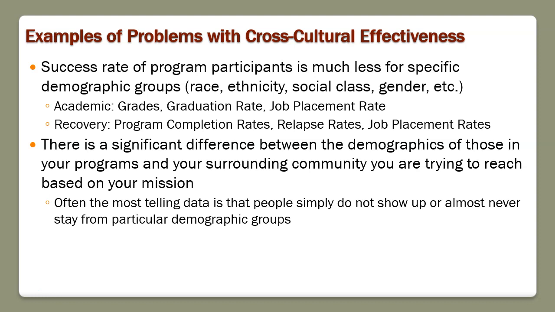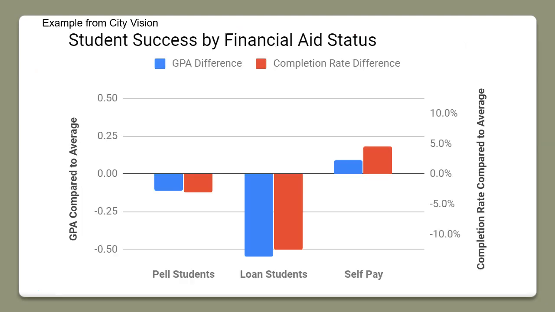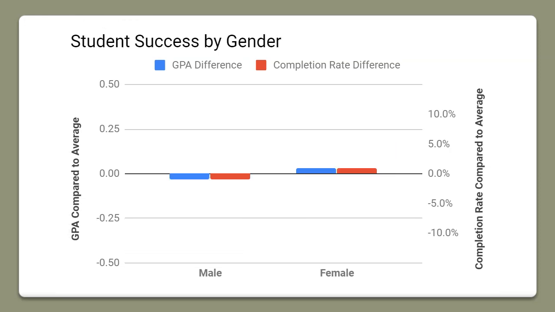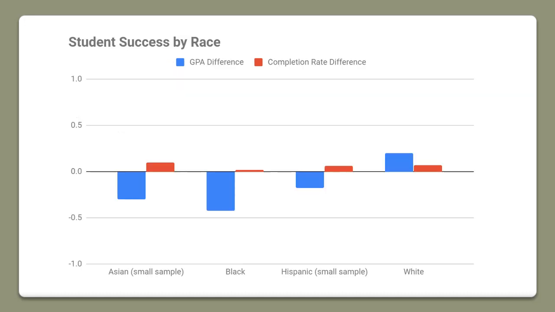So let me show you how we've done this with City Vision. I've talked about this in a different video, but I just want to give a highlight. We looked at student success across financial aid status, and the most important for us was Pell, because that is an indicator of being low income. And it was different, but it wasn't that different. And if you look at the industry averages, we're actually doing significantly better than industry average. Now, one of the things we did is we stopped taking student loans because we found that too many students were abusing loans. So student success by gender, very little difference across gender, and then student success across race.